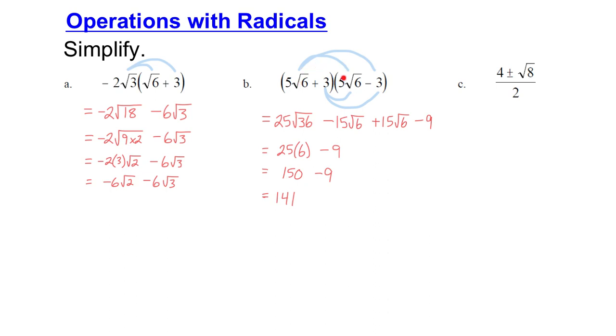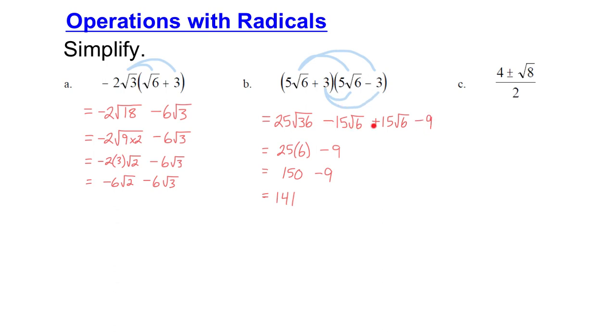5 root 6 times 5 root 6, well, 5 times 5 is 25. Root 6 times root 6 is root 36. 5 root 6 times minus 3 is minus 15 root 6, and I keep going. Positive 3 times 5 root 6, positive 3 times negative 3.